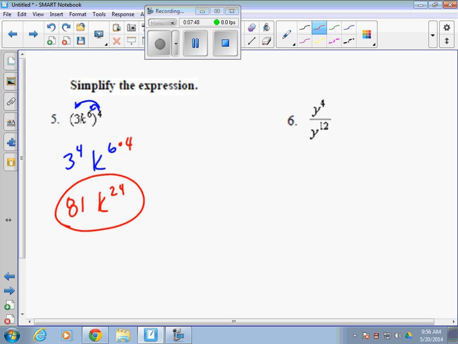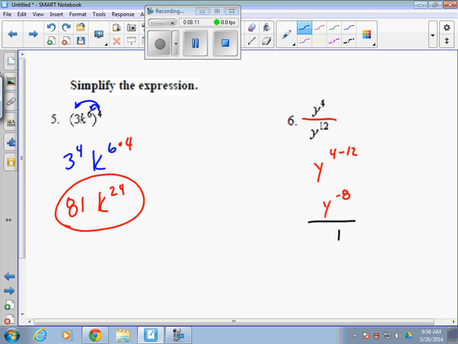Number 6 says y to the 4th divided by y to the 12th. When you're dividing the same bases, you subtract the exponents. Y to the 4 minus 12 is y to the negative 8th. You cannot leave a negative exponent except when you're talking about scientific notation, which this is not. Everything is considered over 1.